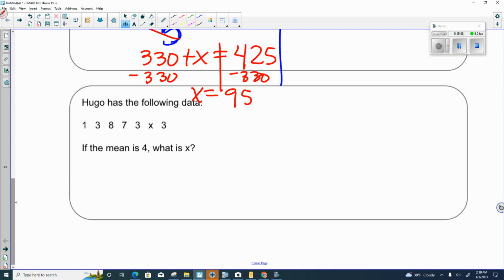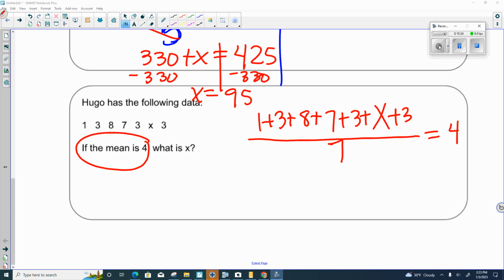All right, try this one on your own. Hugo has the following data: 13, 8, 7, 3, x, 3. If the mean is 4, what is x? Set it up exactly like the other one. Like I said earlier, the main thing that people make mistakes on or forget is this guy. And even sometimes they put the wrong number there because of the x. It just happens.